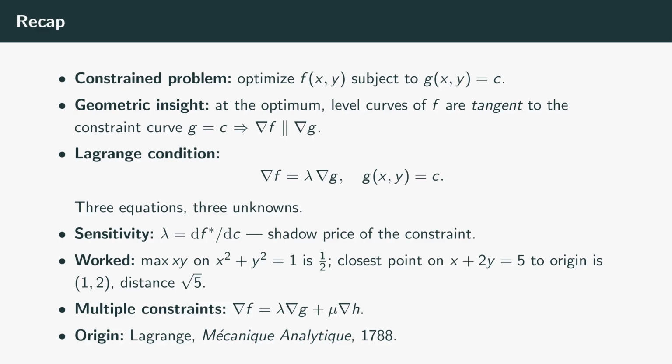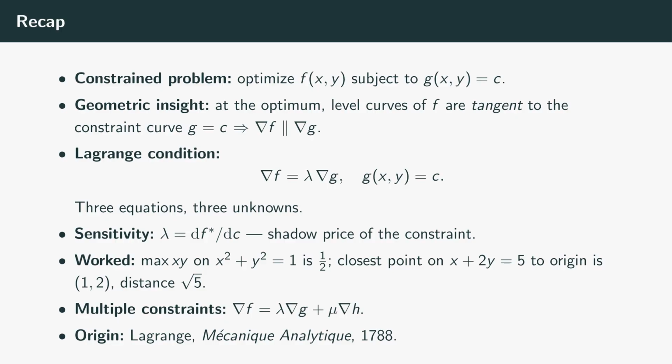We worked 2 examples. The maximum of xy on the unit circle is 1/2, attained on the diagonal y equals x at plus or minus 1 over root 2, plus or minus 1 over root 2, and the closest point on the line x plus 2y equals 5 to the origin is (1, 2) at distance the square root of 5. We learned that lambda is not algebraic noise. It is the sensitivity of the optimal value to the constraint level, the shadow price.